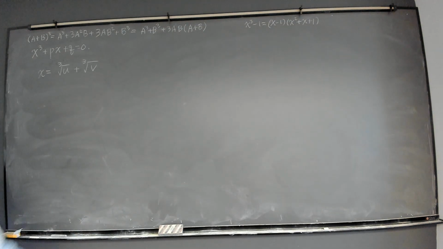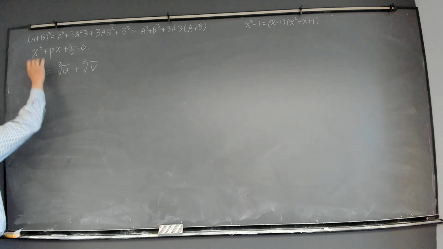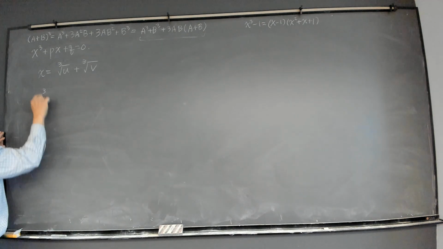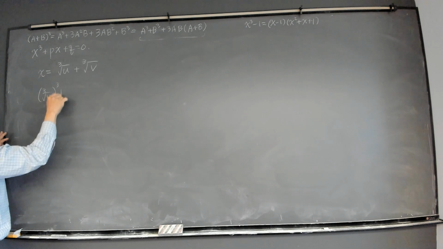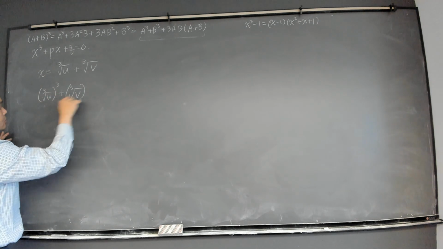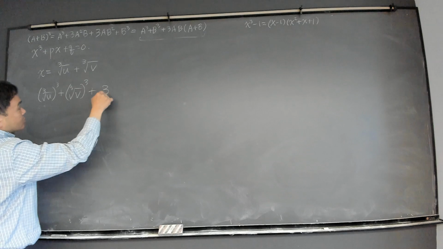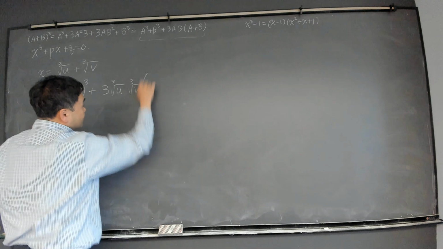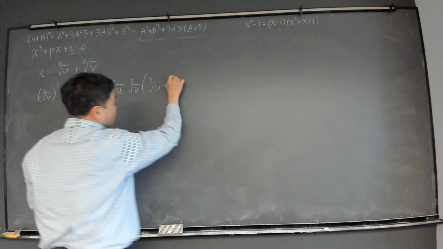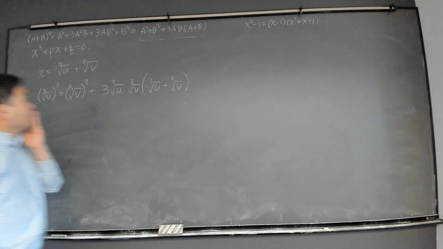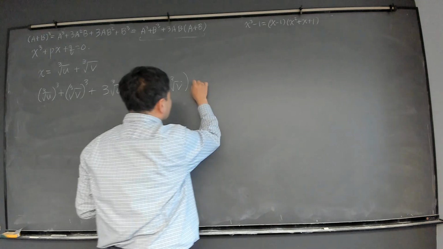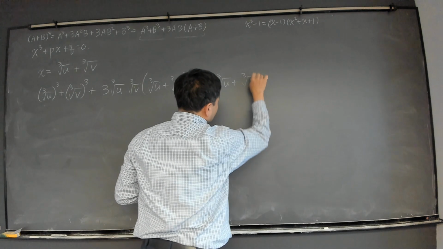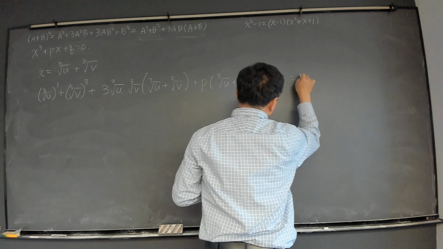Well, if I plug that into here and use this form of the identity, then x cubed will turn out to be the following. It will be cube root of u, cubed, plus cube root of v, cubed, plus 3 times cube root of u times cube root of v multiplied by cube root of u plus cube root of v added. And then I still have p times x, so I'm going to put p times cube root of u plus cube root of v, plus q equals 0.